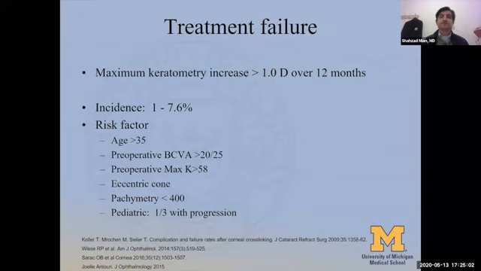Treatment failure, when it's defined by a keratometry increase of more than 1 diopter over 12 months after cross-linking, does occur and has been reported in a few series. Risk factors for treatment failure, again, include things such as age, poor best-corrected vision, steeper corneas, eccentric cones, thinner corneas, and more likely to occur in the pediatric age group.